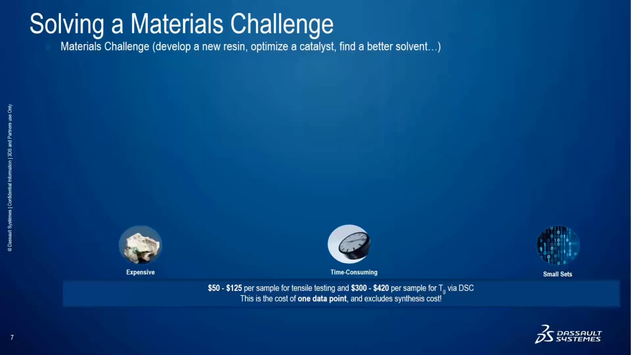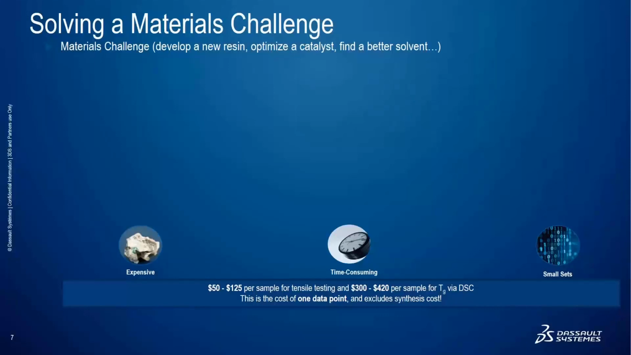So this is what we are getting from our users. To do a tensile test, it costs you $50 to $125 per sample. That means it involves the machine, the sample you have to make, the process, the person's labor, and all these into consideration. It could be $300 to $420. Don't take me that 420 as 20, but something like $300 to $400 for doing a Tg calculation, glass transition temperature calculation. You're a polymer guy, you probably know that's the temperature of the plasticity, right? And this is the cost of one data point, and it does not include the synthesis cost.